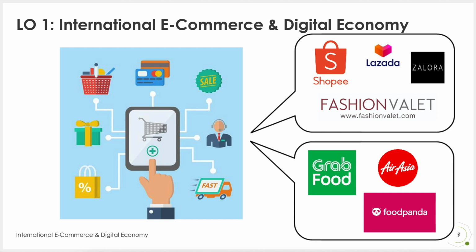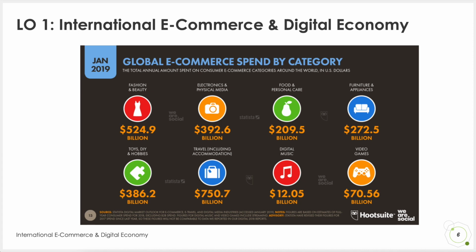So, which category does consumer mainly spend through e-commerce? This figure shows the total annual amount spent on consumer e-commerce category around the world in 2019. There are 8 categories. The highest spending was on travel, including accommodation category, with $750.7 billion, whereas the lowest was the digital music category, with $12.05 billion.